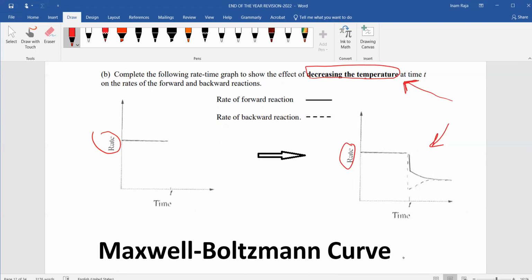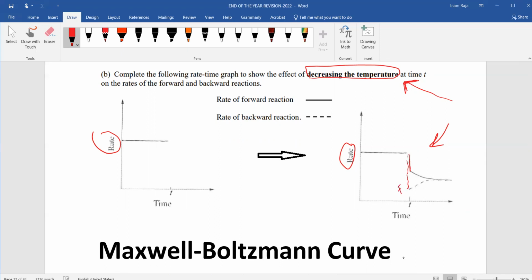So in a certain reaction, you'll see that the rate of both reactions, forward and backward, will decrease, but one will decrease more than the other. Now it depends whether it's exothermic or endothermic. Now the exothermic reactions favor a decrease in temperature. So this particular graph is for an exothermic reaction.